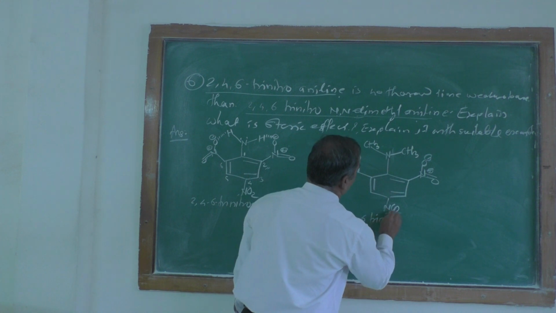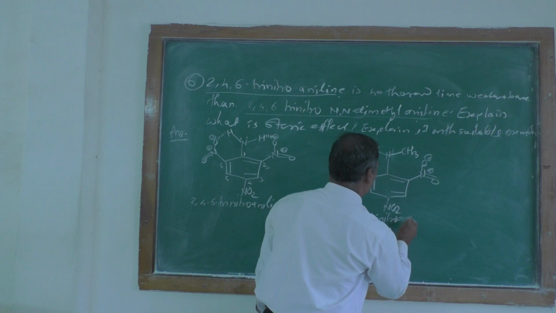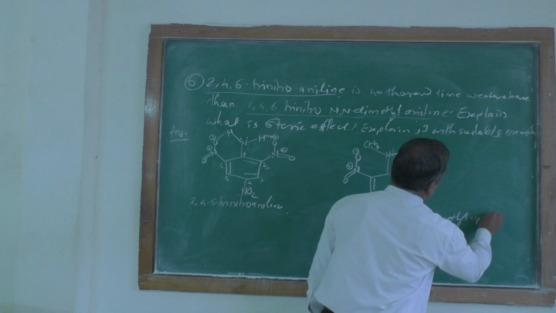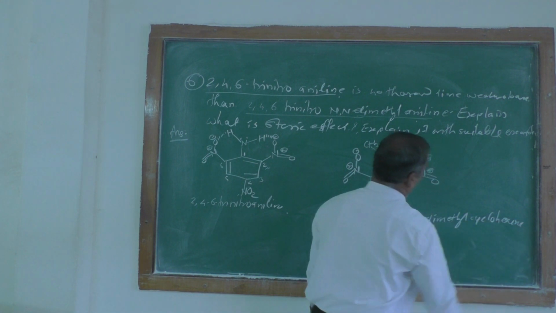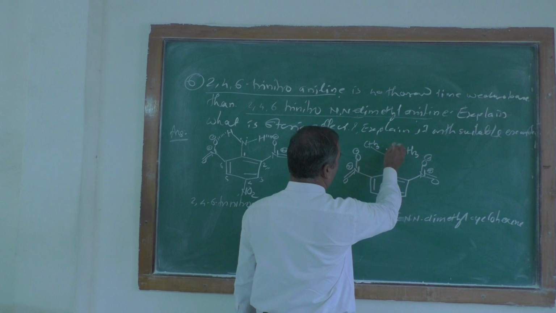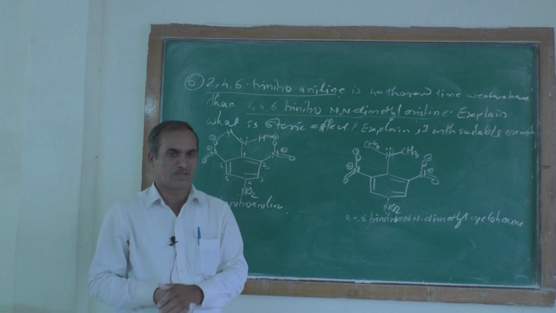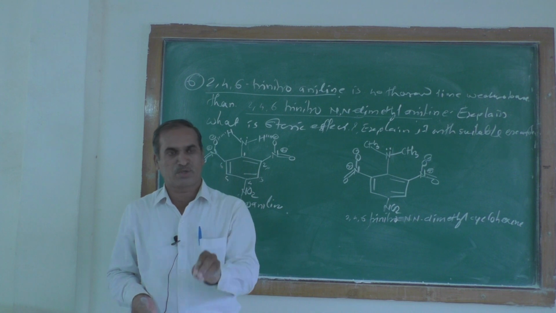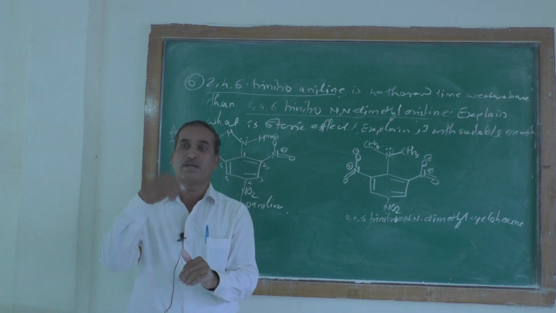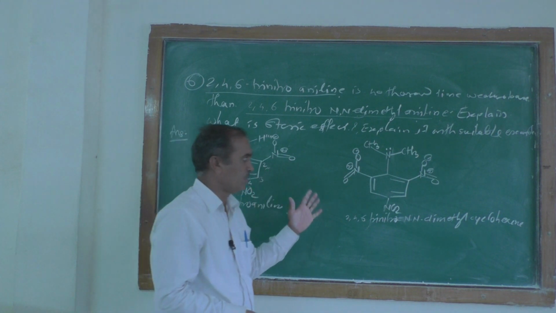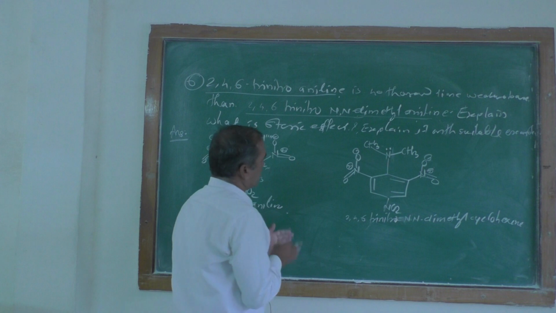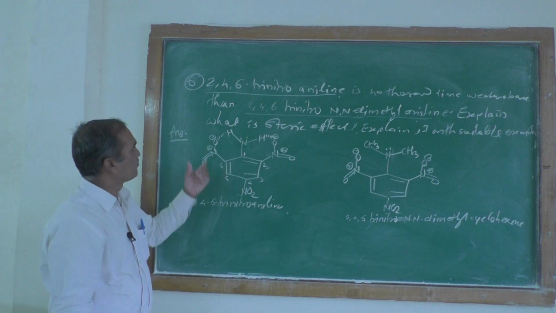So this is the structure of 2,4,6-trinitro-N,N-dimethylaniline. Again, the nitrogen atom: in general, organic compounds having a nitrogen atom are basic in nature, because nitrogen has a lone pair and it can donate that lone pair, and that's why they behave as bases, Lewis bases. And now look here, listen carefully.